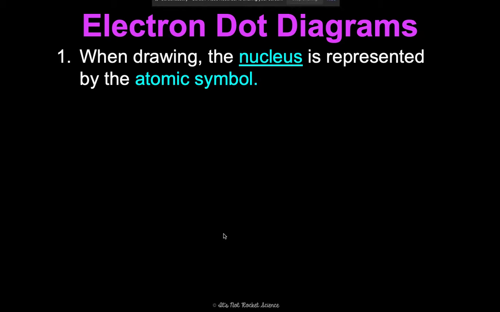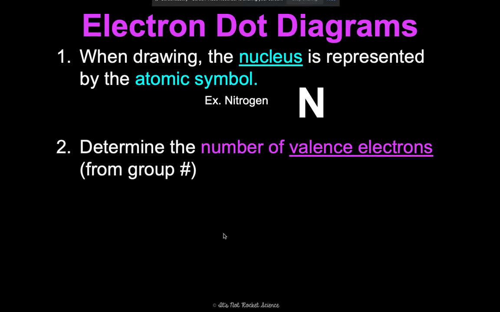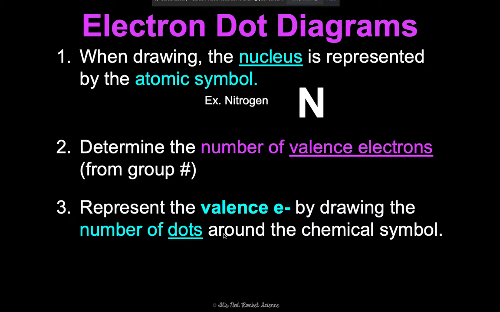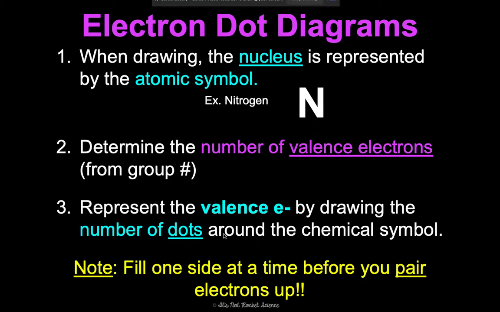So let's talk about how to actually draw them. When drawing, the nucleus is represented by the atomic symbol. An example would be nitrogen. There's a capital N for its atomic symbol. Then you're going to determine the number of valence electrons from the group number. We've done this before with Bohr models. Then you're going to represent the valence electrons by drawing the number of dots around the chemical symbol.